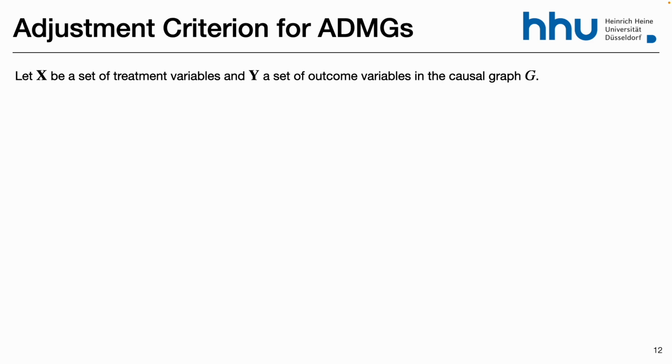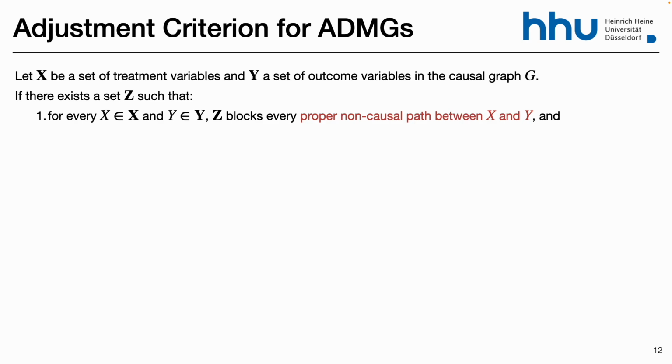So the adjustment criterion now reads as follows. Let X be a set of treatment variables, Y is the set of outcome variables as before, and we want the effect of X on Y. If there exists a set Z such that for every X and Y, there is a set Z that blocks every proper non-causal path between X and Y. It's going to be this detail, there is this proper that matters.